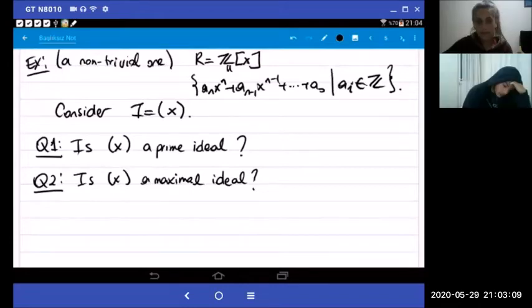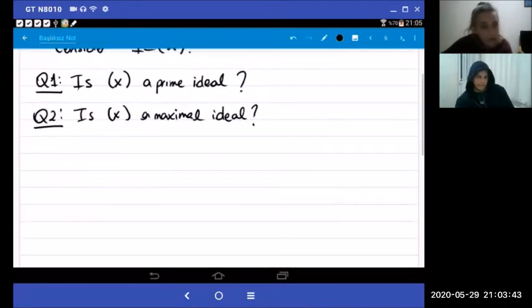No suggestions? Let me put this up here. For example, it is a prime ideal. Why is that so? Do you want me to use the definition of a prime ideal, or do you allow me to use the theorem about this quotient and integral domains and prime ideals? Which one do you prefer? The definition directly or the theorem? Which one is the theorem? Okay.